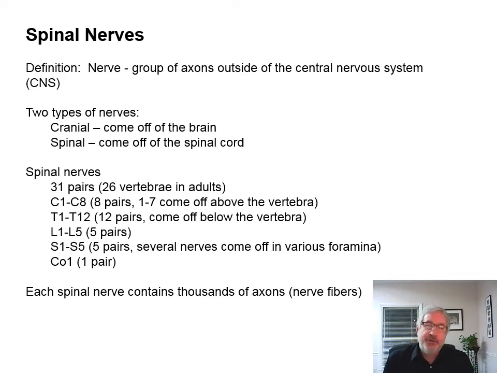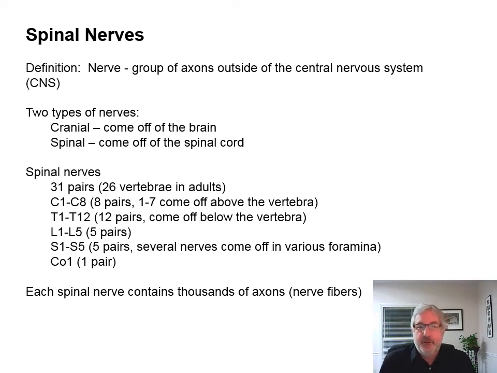The spinal nerves, there are 31 pairs of them. We have 26 vertebrae in adults, but 31 pairs of nerves. Remember, you have one vertebra and another vertebra on top of it, and there's an intervertebral foramen on either side, so the nerves come out of there. So we've got 31 pairs, but only 26 vertebrae. We're going to see how that works shortly.